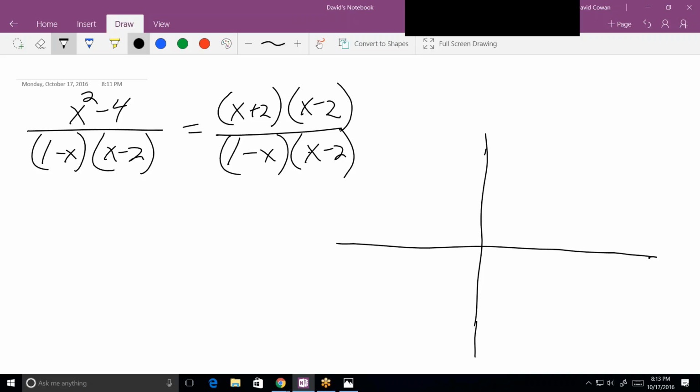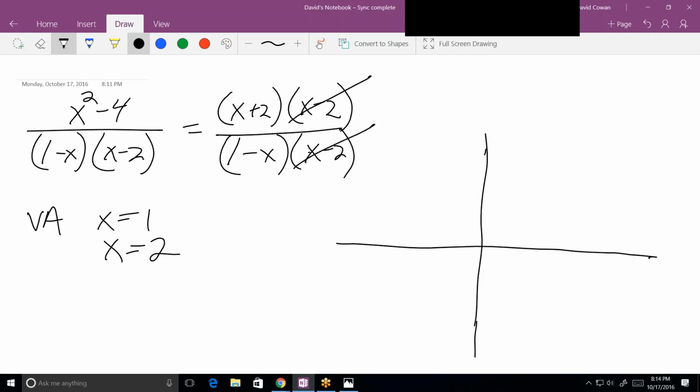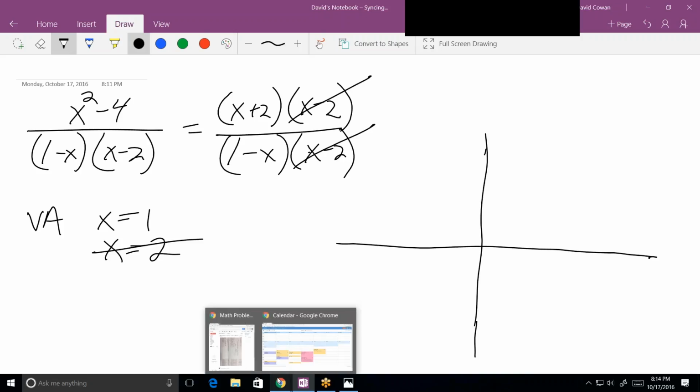This is slightly different because one of these factors, in other words, normally I would say I'm going to have vertical asymptotes at x equal 1 for that one and x equal 2 for that one. But this is different because one of these factors is cancelable with the numerator, that one right there. It changes my vertical asymptote. The only vertical asymptote I have left is x equal 1. So I'm going to start my graph there.